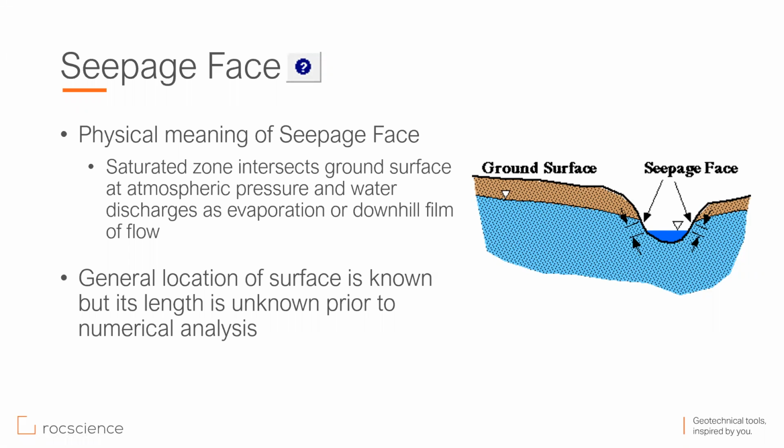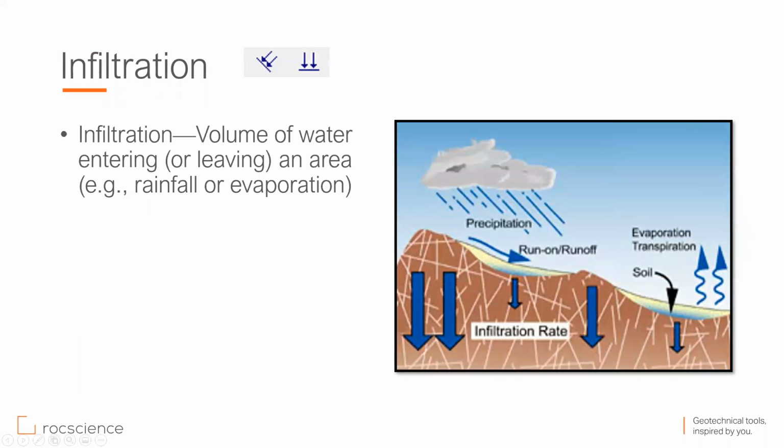But how do we know that? You just guess a region that is going to be the seepage face. There shouldn't be any water above it. You define it for a specific region, and the software is going to calculate it automatically for you. And infiltration: when you have rainfall or evaporation, you can define the infiltration.